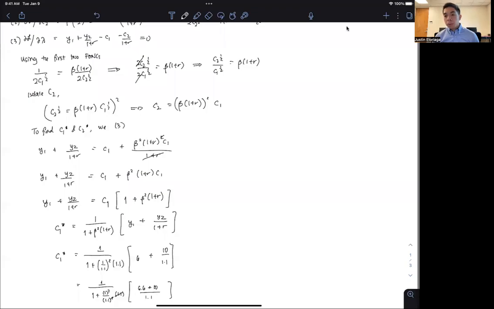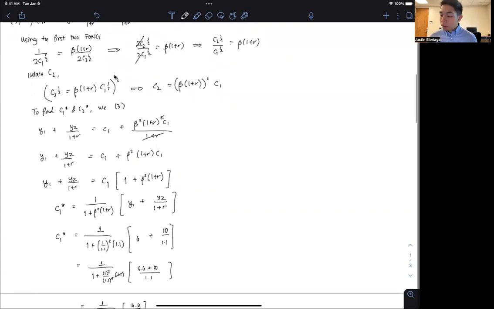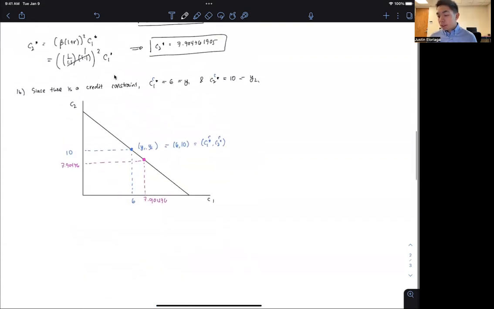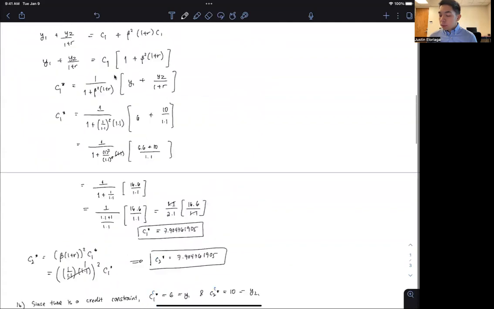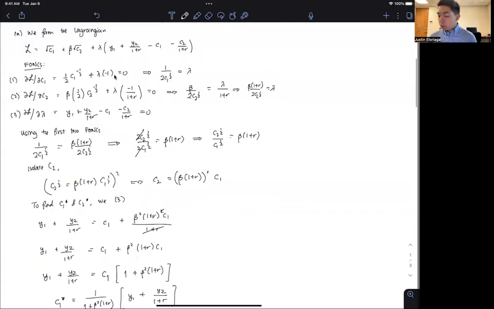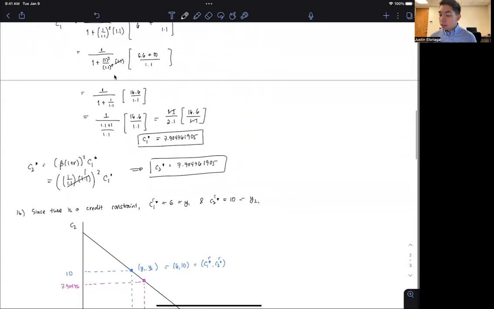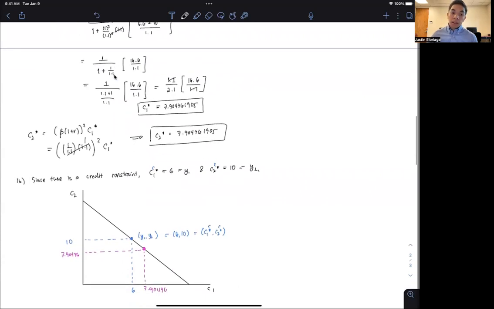Hi everyone. This is part two of the video on the consumption savings framework, the two-period consumption savings framework with the presence of a credit constraint. In the first video, we solved for the consumption allocations and calculated what the allocations would be in the presence of a binding credit constraint, wherein the consumer is not allowed to have a negative balance at the end of period one.